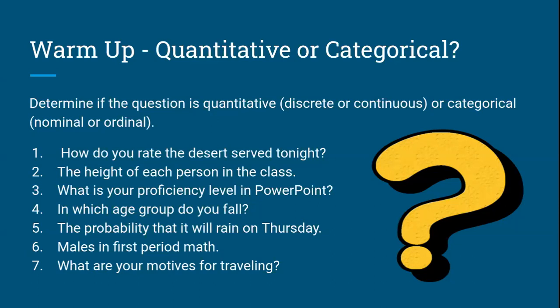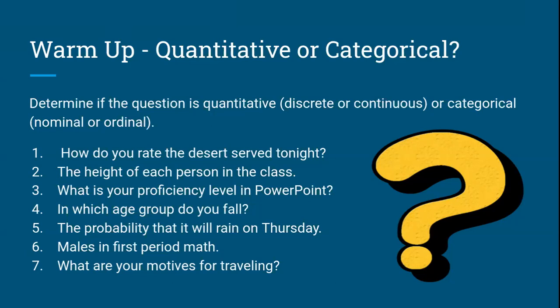You are between 10 and 19, 20 and 29, 30 and 39. Okay? So it will be categorical because we are breaking people into groups. And it would be nominal because, again, they are in descriptive groups. It is describing their age.